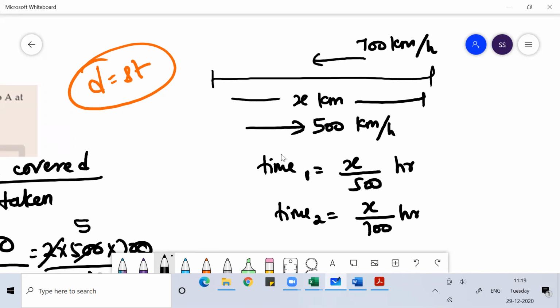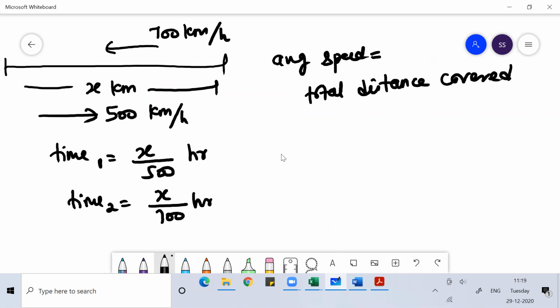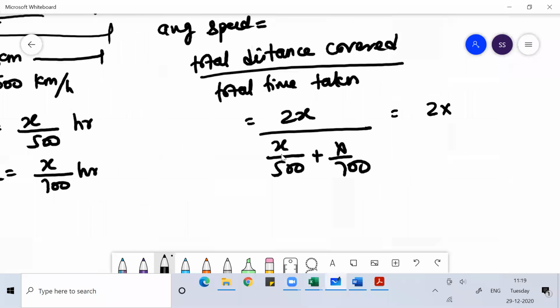So with this, you can find the average speed. So what will be your average speed? The average speed in this case would be total distance covered by the total time taken. The total distance covered would be 2x and the total time taken would be x by 500 plus x by 700. So I can write this as 2x divided by x into (1 by 500 plus 1 by 700).